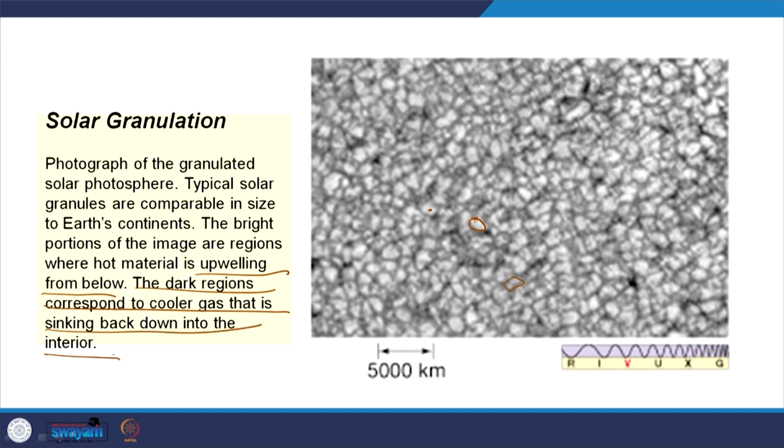Okay. So, this granulation is an example that convection is the process which is bringing the energy from the core to the photosphere. So, you have the core, you have the energy transfer to the photosphere. The convection is the process which is making it possible. That is it.